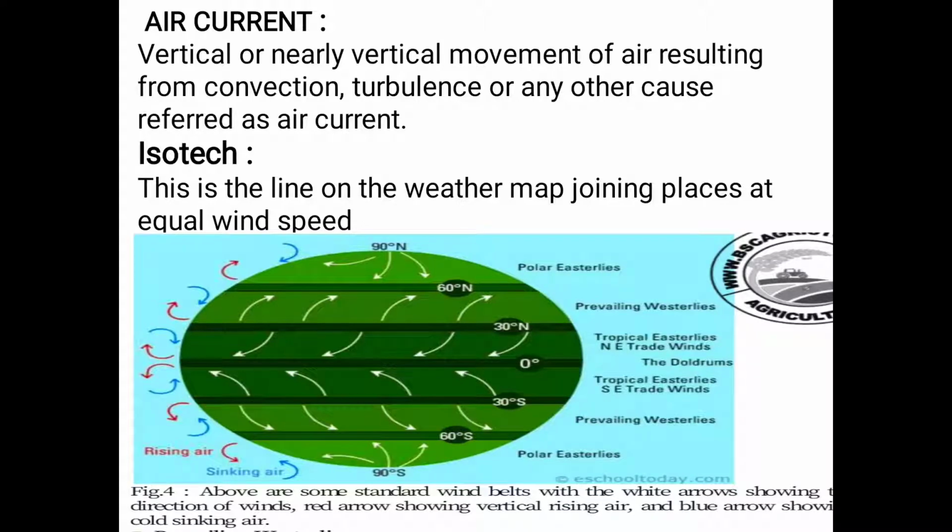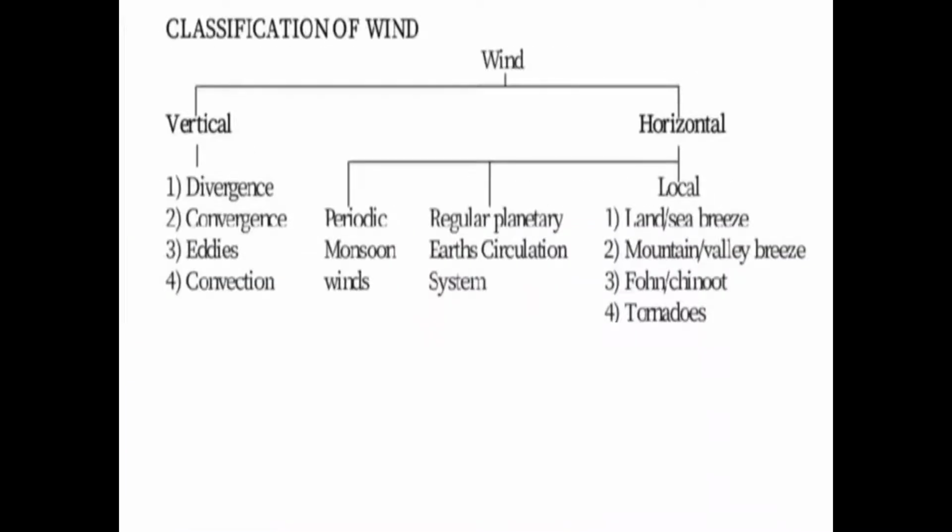That means in short, the air current is defined as the vertical movement of the wind. Then after that the next important term regarding this wind is the isotach. So this isotach is defined as the line on a weather map joining the places of equal wind speed, that is known as the isotach.